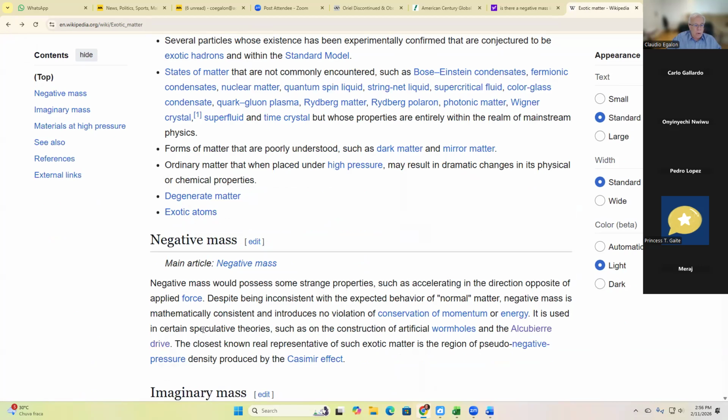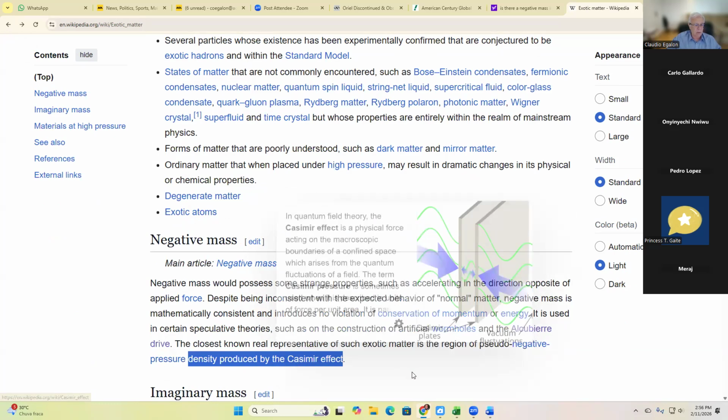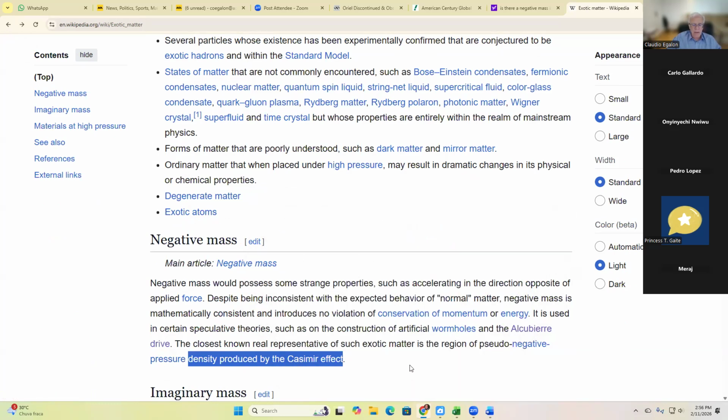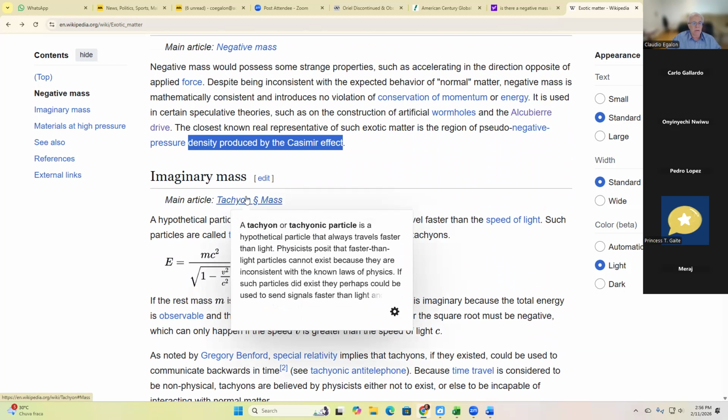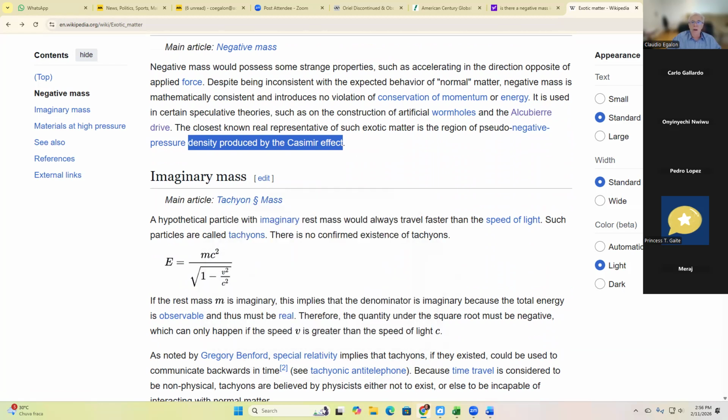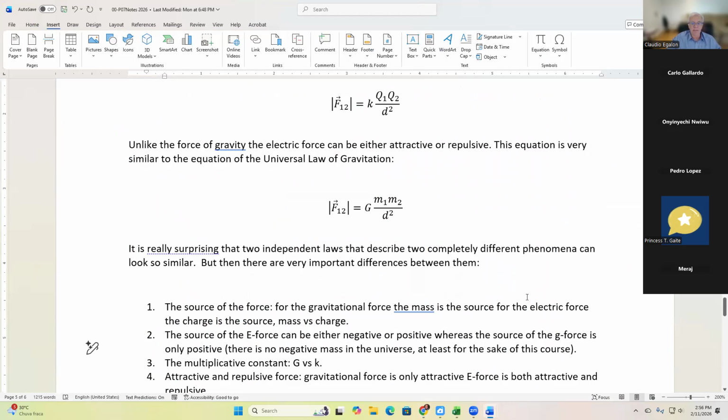Okay, so the closest known real representative of such exotic matter is the region of pseudo-negative pressure density produced by the Casimir effect. Okay, so we are safe to say that at this point there is no such thing as negative mass. But look, they also talk about imaginary mass, right? Tachyons supposedly have an imaginary mass, but tachyons, just like negative mass, have not been observed yet. This is just conjecture. So we are very safe to state that there is no such thing as negative mass in nature.